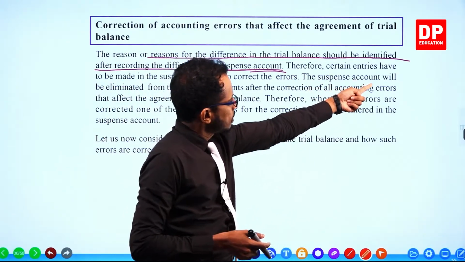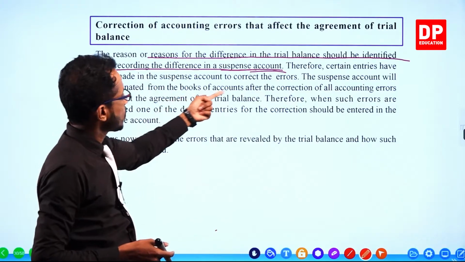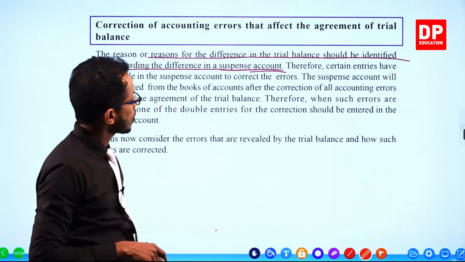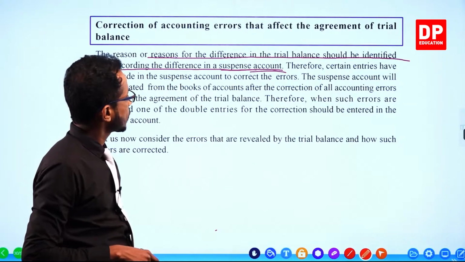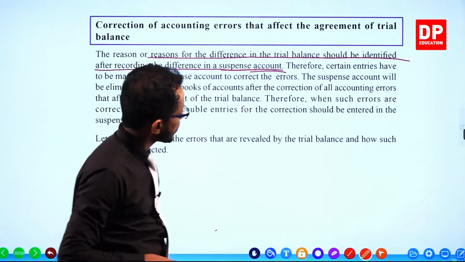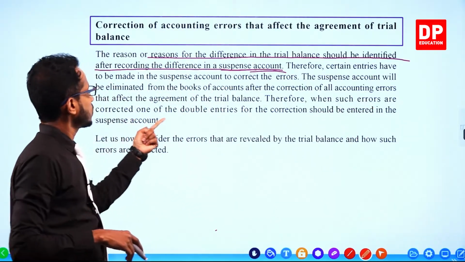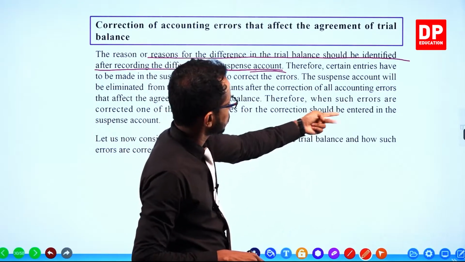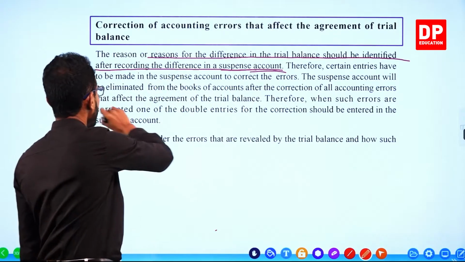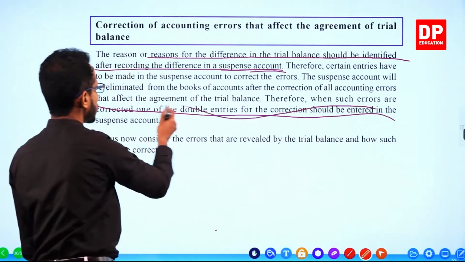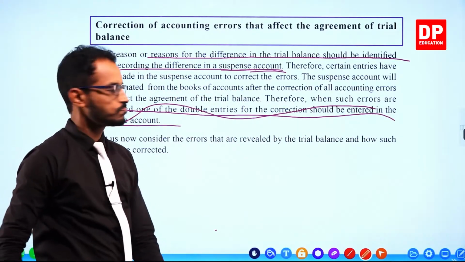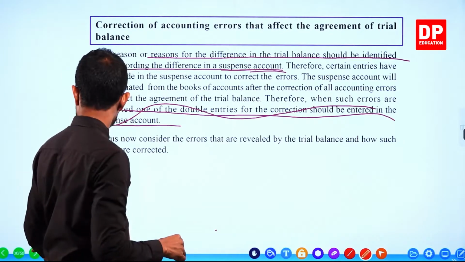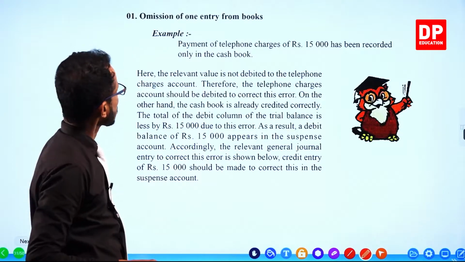Then the suspense account will be eliminated from the books of accounts once all the errors are corrected. Therefore, when such errors are corrected, one of the double entries of the correction should be entered in the suspense account. I'm not going to talk to you about this. I'm going to show you. Let us consider the errors.